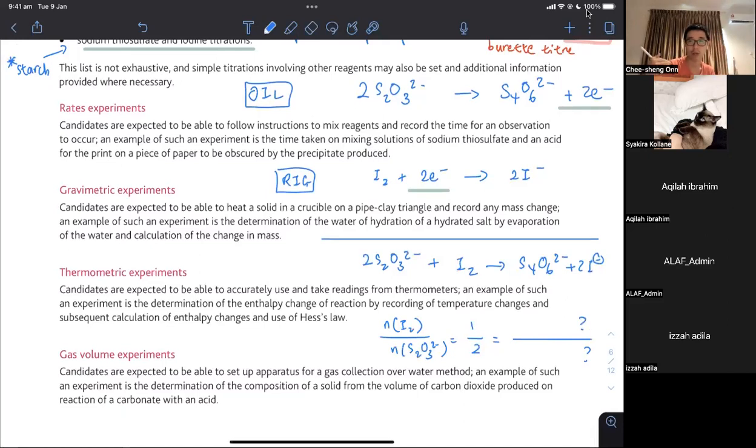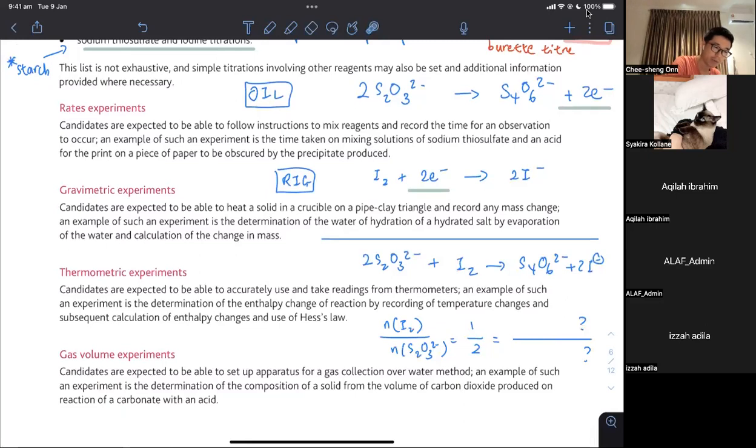Which one do you have? Which one do you want? Find the unknowns. Rearrange the equation and find your unknowns. Just keep in mind, this is mole from the balanced equation. This is mole from the actual reaction. So this is n equals C times V, solution and solution. So C times V and C times V. Just make sure your V is going to be in dm cubed instead of cm cubed there.